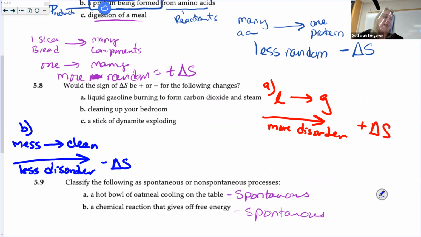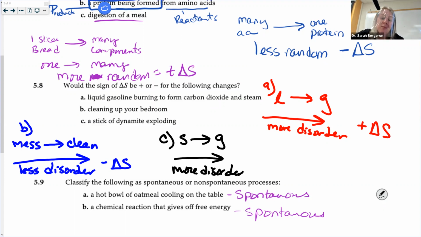Okay, C. Oh, this is a fun one. A stick of dynamite exploding. Just think about it real quick. A stick of dynamite, and is what state of matter? A solid. What happens when it explodes? What does it turn into? Gas. And dynamite is another one of those really big molecules that then gets broken down into tons of really small ones. And so you have that in addition to it. So as I go this way, what happens to my disorder? More disorder. What's my sign on delta S?